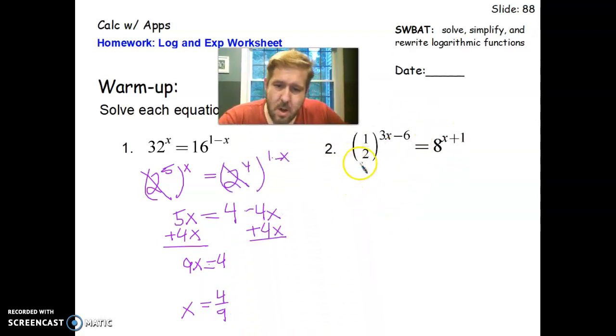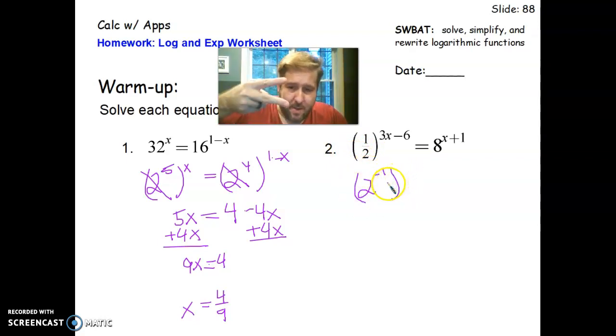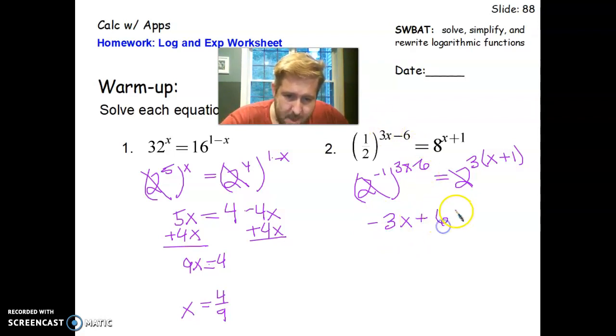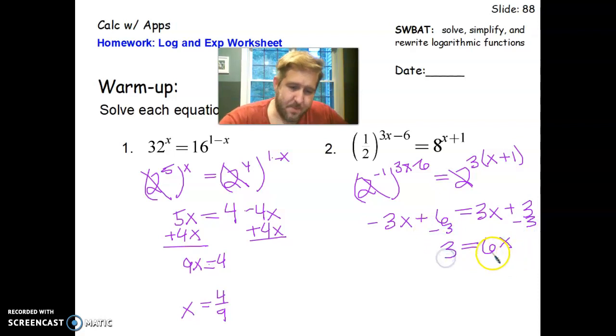All right, so now over here, we can make both of these base 2. So 2 to the negative first, because remember, a negative exponent flips it to its reciprocal, to the 3x minus 6 power, and that's equal to 2 to the third, and x plus 1 power. Bases cancel each other out, so that becomes negative 3x plus 6, and that is going to equal 3x plus 3. Now, add 3x to both sides, and you get 6x, and if I subtract 3 from both sides, I get 3. Divide both sides by 6, and it looks like the answer is 1/2.